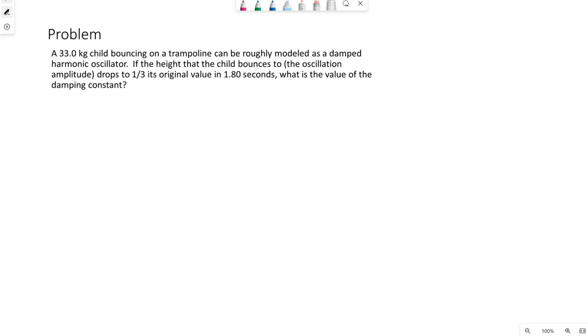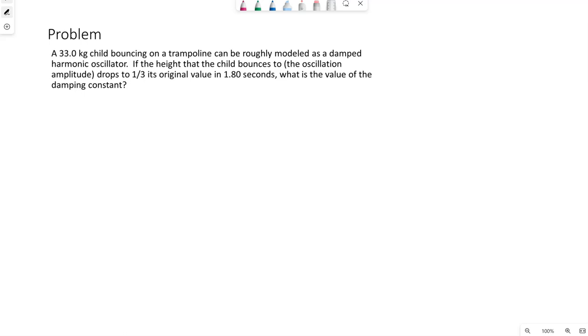We have another example problem. A 33 kilogram child bouncing on a trampoline can be roughly modeled as a damped harmonic oscillator. If the height that the child bounces to, the oscillation amplitude, drops to 1/3 its original value in 1.8 seconds, what is the value of the damping constant?